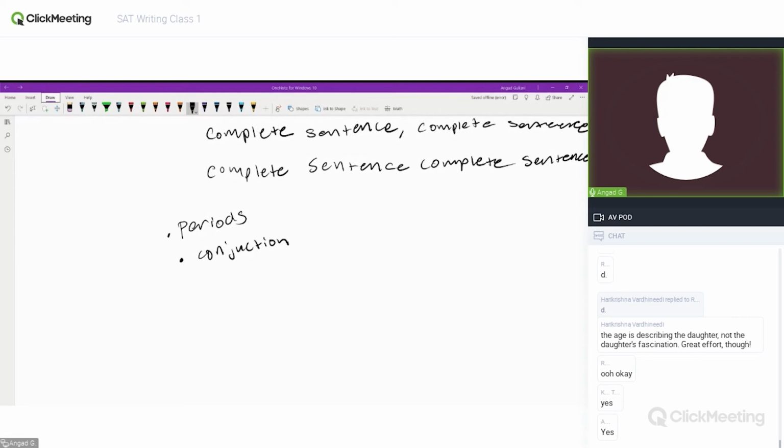Use a semicolon, as I said earlier. So you can change the words around too, to no longer have two complete sentences, right? So you see how we had earlier, he was hungry, so he bought a burrito. Let's say we have, because he was hungry, right?